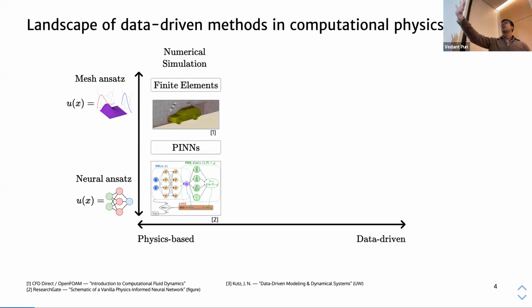All right, so on the left end of the spectrum, in the world of physics-based methods, we have the classic finite element method, which uses a mesh-based solution representation.